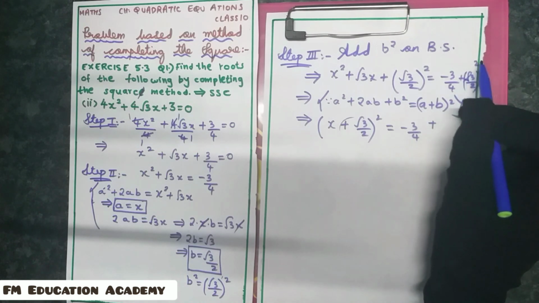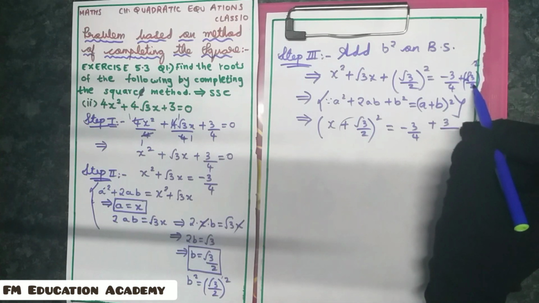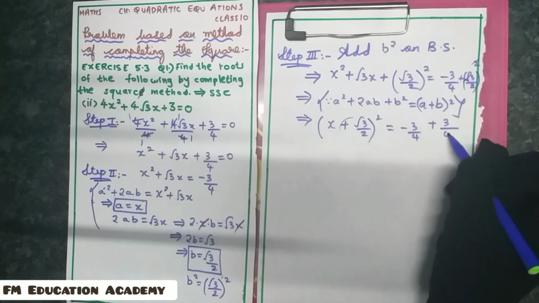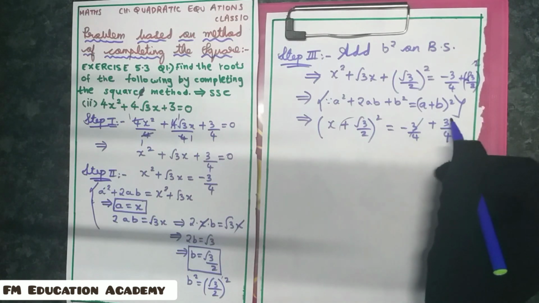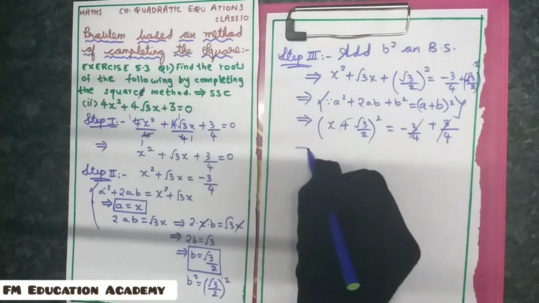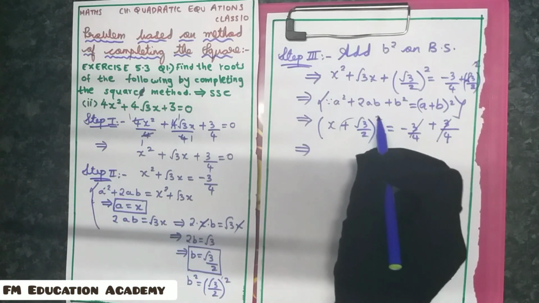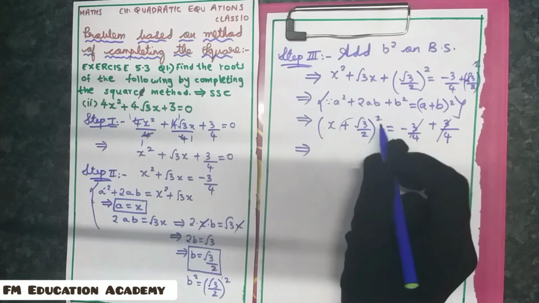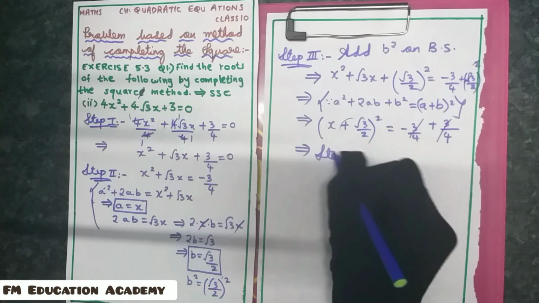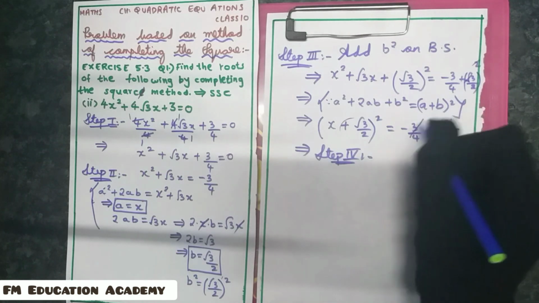Here root and square will get cancelled. I'm left with 3, and this square belongs to the denominator also. So 2 square is 4. Now minus 3 by 4 and plus 3 by 4 are the same with opposite signs, minus and plus, so both will get cancelled. Now I'm left with x plus root 3 by 2 whole square. So my step 4 will be, I have to send this square to the other side, that is on RHS.